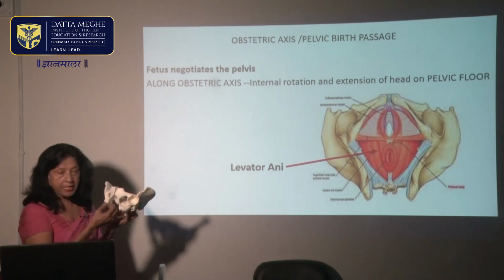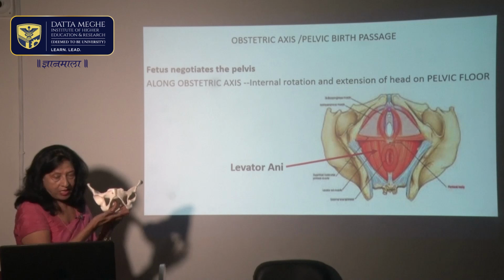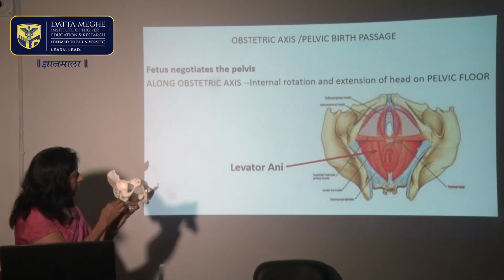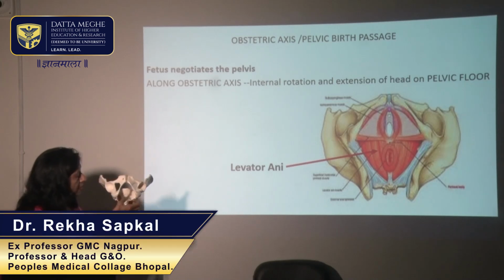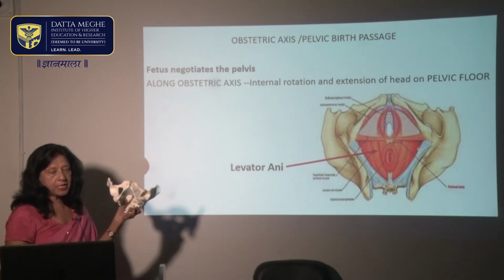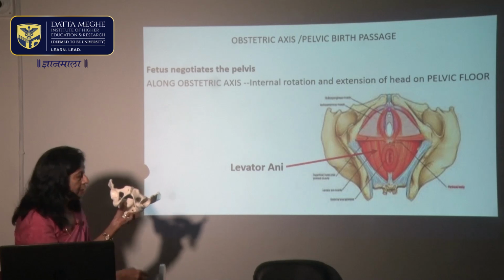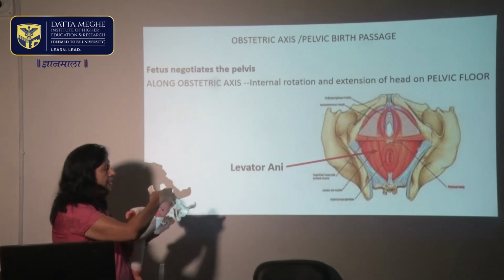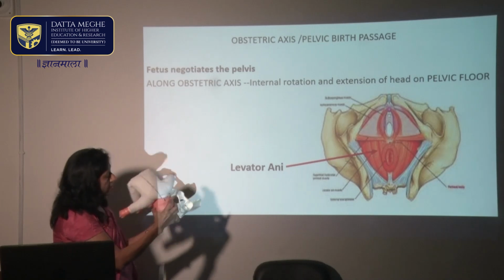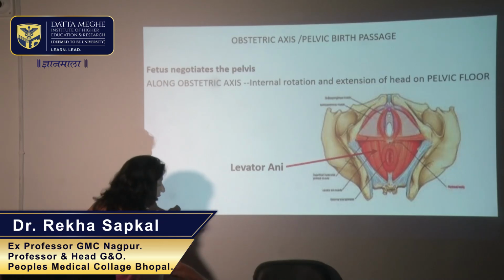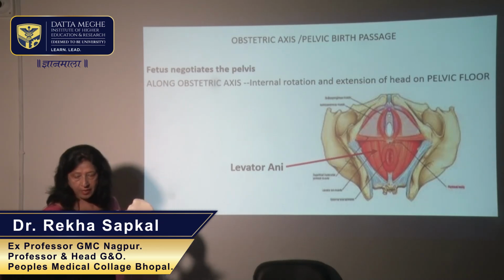At this level, the internal rotation, this is the birth passage where the levator ani are there. The levator ani originate from the ischial spines up to the introitus, they are the pelvic floor. So, what happens? Internal rotation occurs, extension of the head occurs. So, this head, if it is here like this, it gets extended and it gets borne out by the movement of extension. So, extension of the head occurs at this obstetric axis.